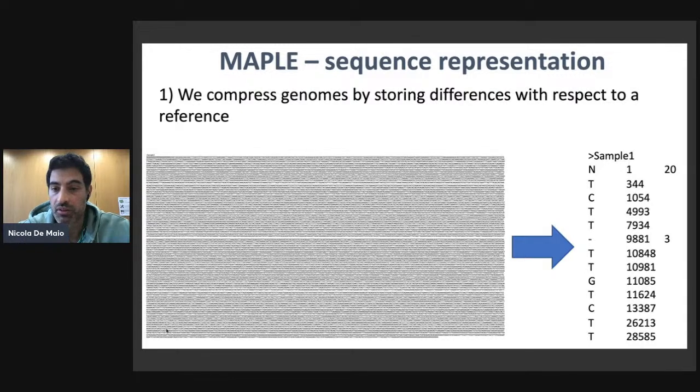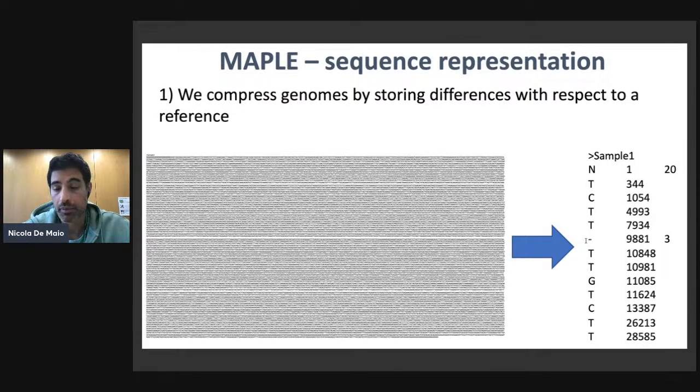We can use, for example, something like the one on the right, which is the format we use for MAPLE. So we have the sample name, and then we have a list of the differences of that genome compared to a reference genome. So if you have, for example, a substitution to T at a certain position, you have the nucleotide and the genome position of the substitution. And we can also efficiently track regions of the genome that have not been called. For example, if you have a stretch of Ns at the beginning of the genome, this can be represented by just the first position of the Ns and how many Ns you have. And the same thing for the gaps in the genome.